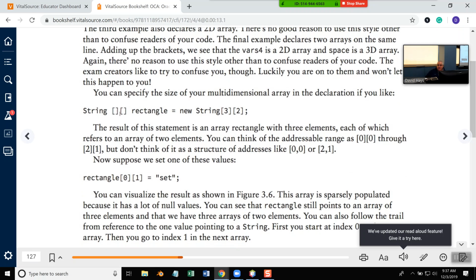Here's how you define it. So you got your string, and then your brackets, and then rectangle equals new string, then three, and then two. So this is an array rectangle with three elements. Each refers to an array of two elements. You can think of the addressable range as 0, 0 through 2, 1. But again, they say don't put commas between it. You have to do brackets like that. So this is how you set it equal to a value.